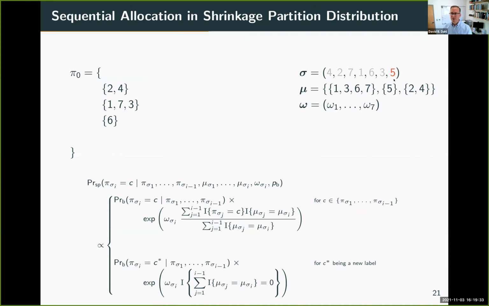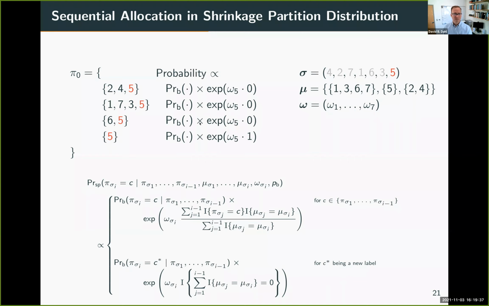Let's talk about omega 5. Notice that item 5 in the baseline wants to be by itself, and so that's the one that we end up rewarding. And so depending on how big omega 5 is, the reward could be 0 if omega 5 is 0, but the reward could be substantially bigger for larger omega 5.